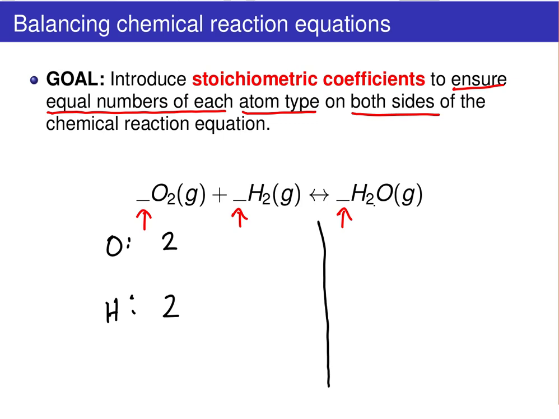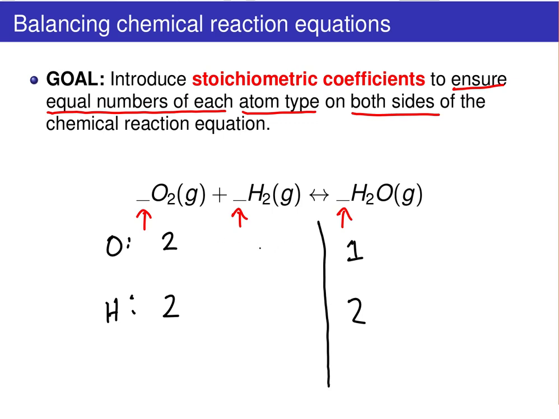Now, if we compare that to the number of atoms observed over here on the product side, we have a single H2O molecule. Well, H2O in this case has exactly 2 hydrogen atoms and 1 oxygen atom. Now, this little table clearly shows us that we have unequal numbers of oxygen atoms. So in order to balance this chemical reaction equation, we need to alter the stoichiometric coefficients such that we have equal numbers of oxygens.